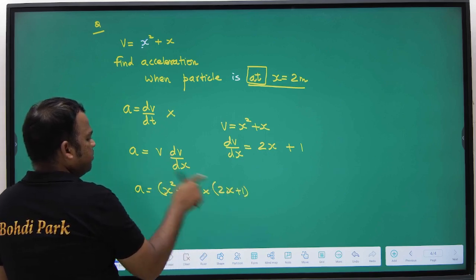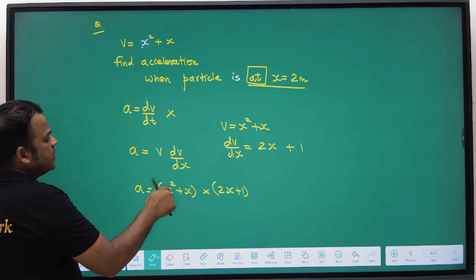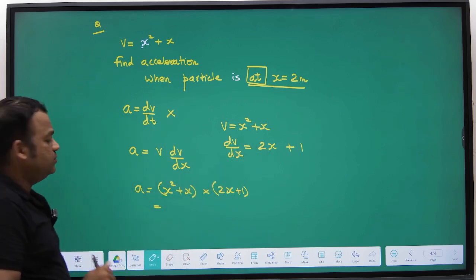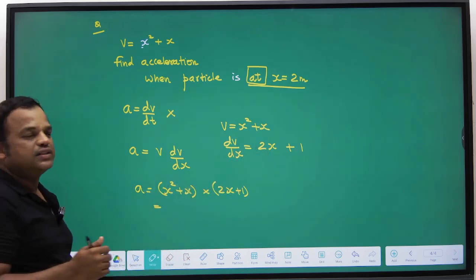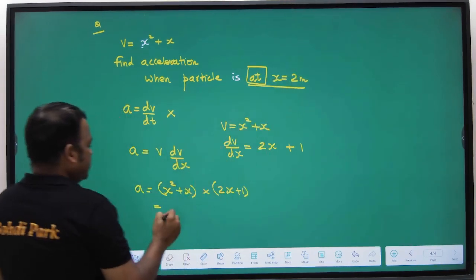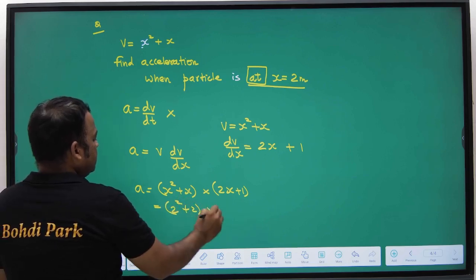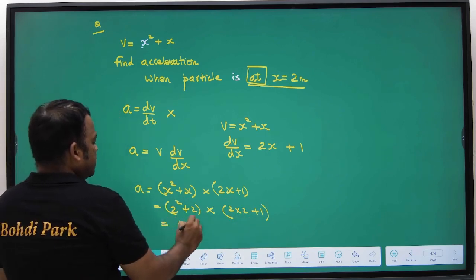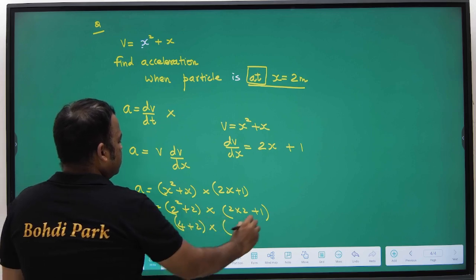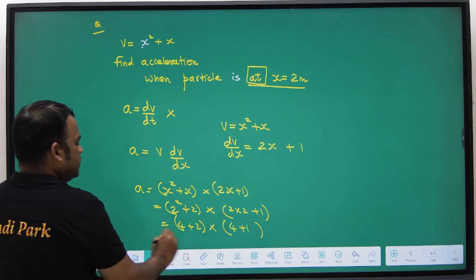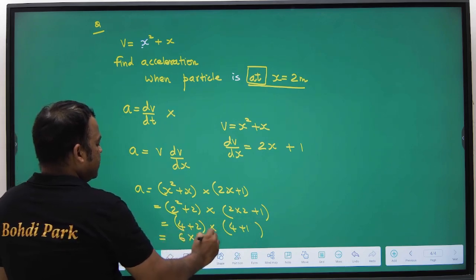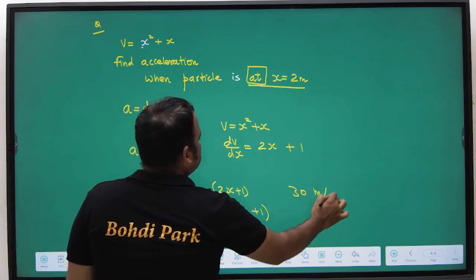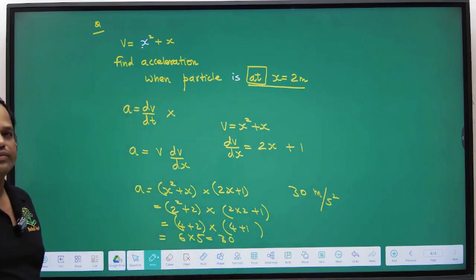Now put dv by dx here. So acceleration is equal to x square plus x, because we have to substitute v, then dv by dx, which is 2x plus 1. This is the instantaneous acceleration. Now we substitute x is equal to 2: 2 square plus 2, multiplied by 2 into 2 plus 1. That will be 4 plus 2 multiplied by 4 plus 1, which is 6 into 5. So the final answer is 30 meter per second square. That is our answer.